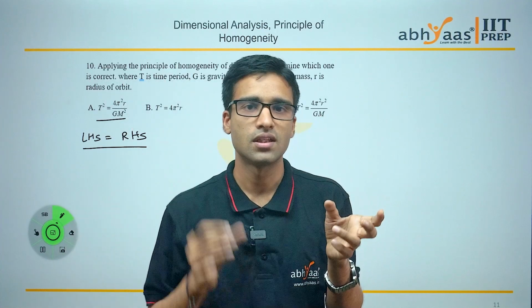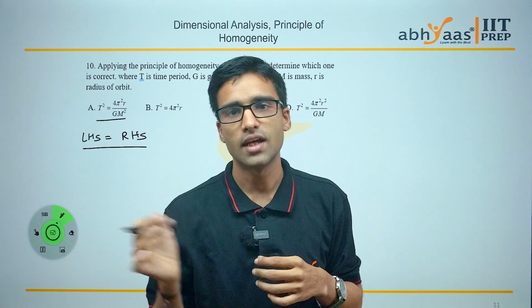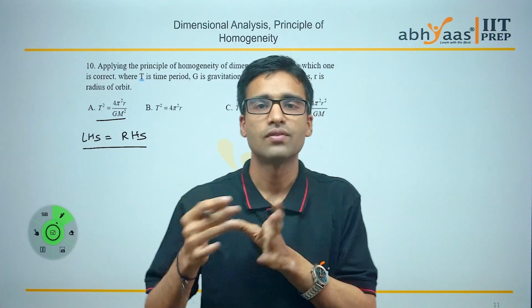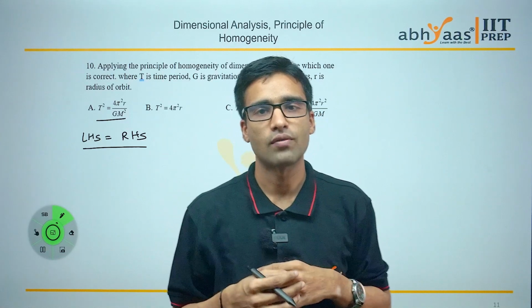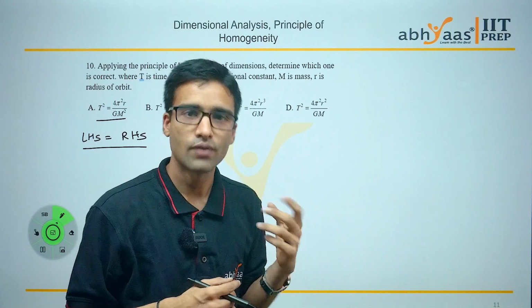S is a distance. Ut also should be in meters. Distance is in meters. At square also should be in meters only. Then the equation is valid. Otherwise, the equation is not valid. So by using this concept, we can check whether the equation is valid.